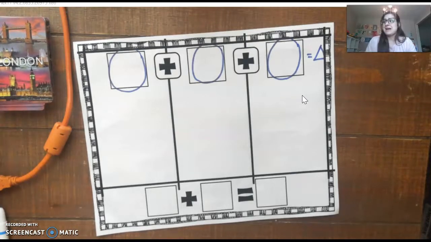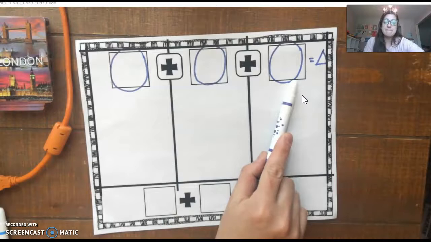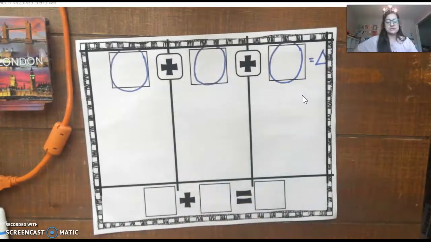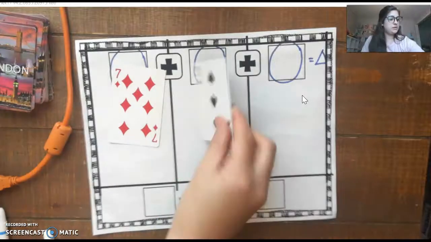You can even just ask somebody, give me a number from 1 to 6. Ask somebody else, give me another number 1 to 6. Give me another number 1 to 6. However you want to get your numbers, okay? So I'm going to pull from my deck.